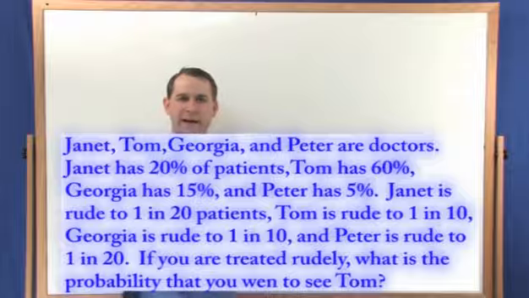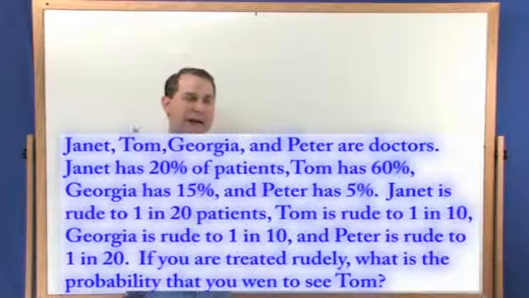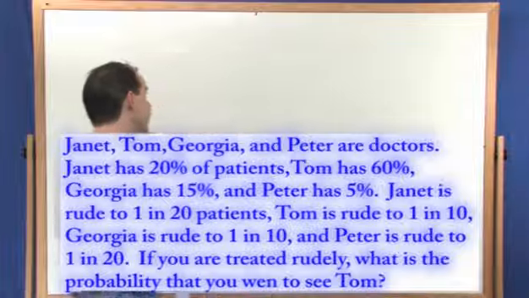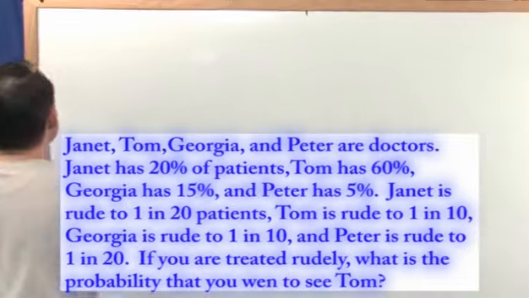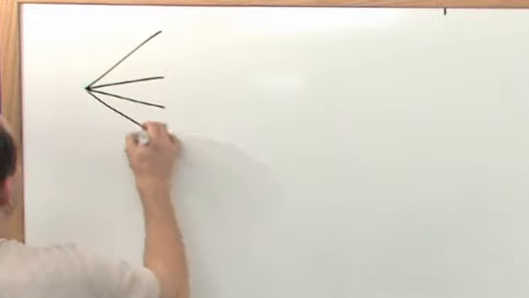So it's a classic Bayes problem. You're given a lot of information about multiple paths, who's rude to who, how many people go to a certain doctor, and then you're given that the end event happened, that you were treated rudely, and you're asked to find out what's the probability that Tom is actually the person that saw you. So what we're going to do first is go ahead and write our little table, and we have 4 paths in our tree because we have 4 doctors.